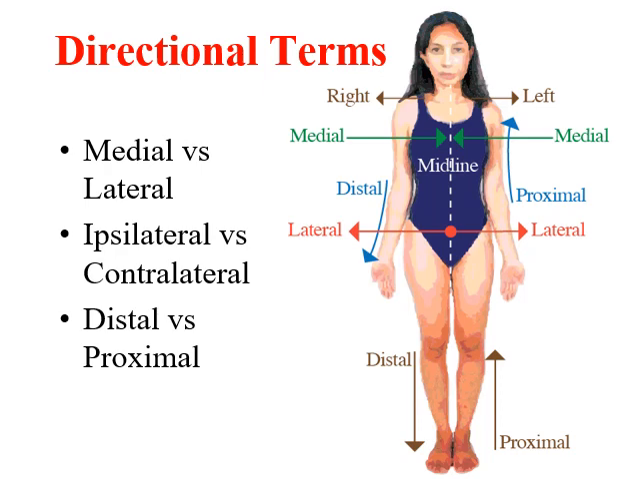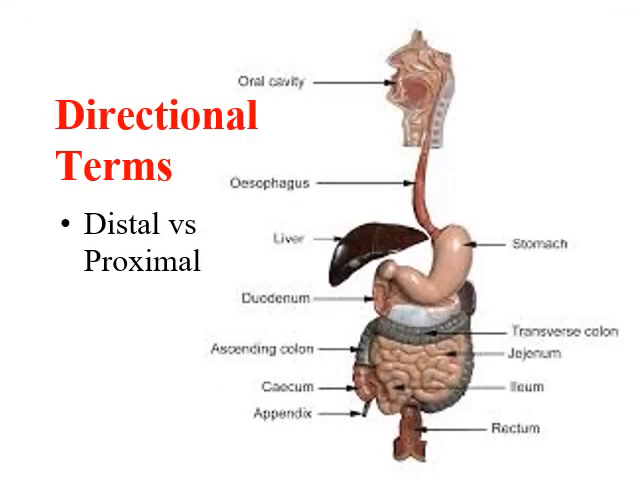We can also apply proximal and distal to tubes inside the body. In this context, proximal means nearer to the beginning of the tube. Distal means nearer to the end of the tube. Applying this to the digestive tract, we can say that the esophagus is proximal to the stomach, or the stomach is distal to the esophagus. The small intestine is proximal to the large intestine, or the large intestine is distal to the small intestine.